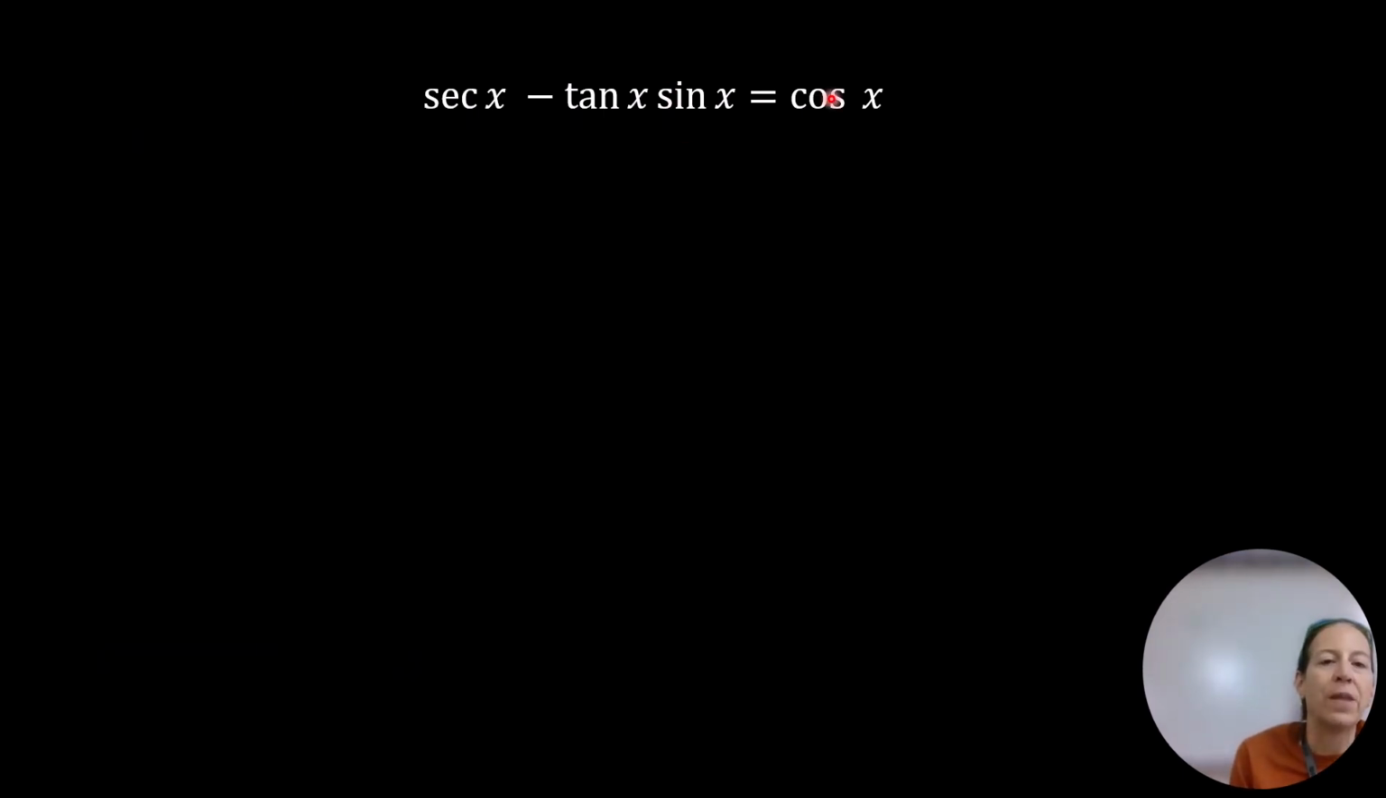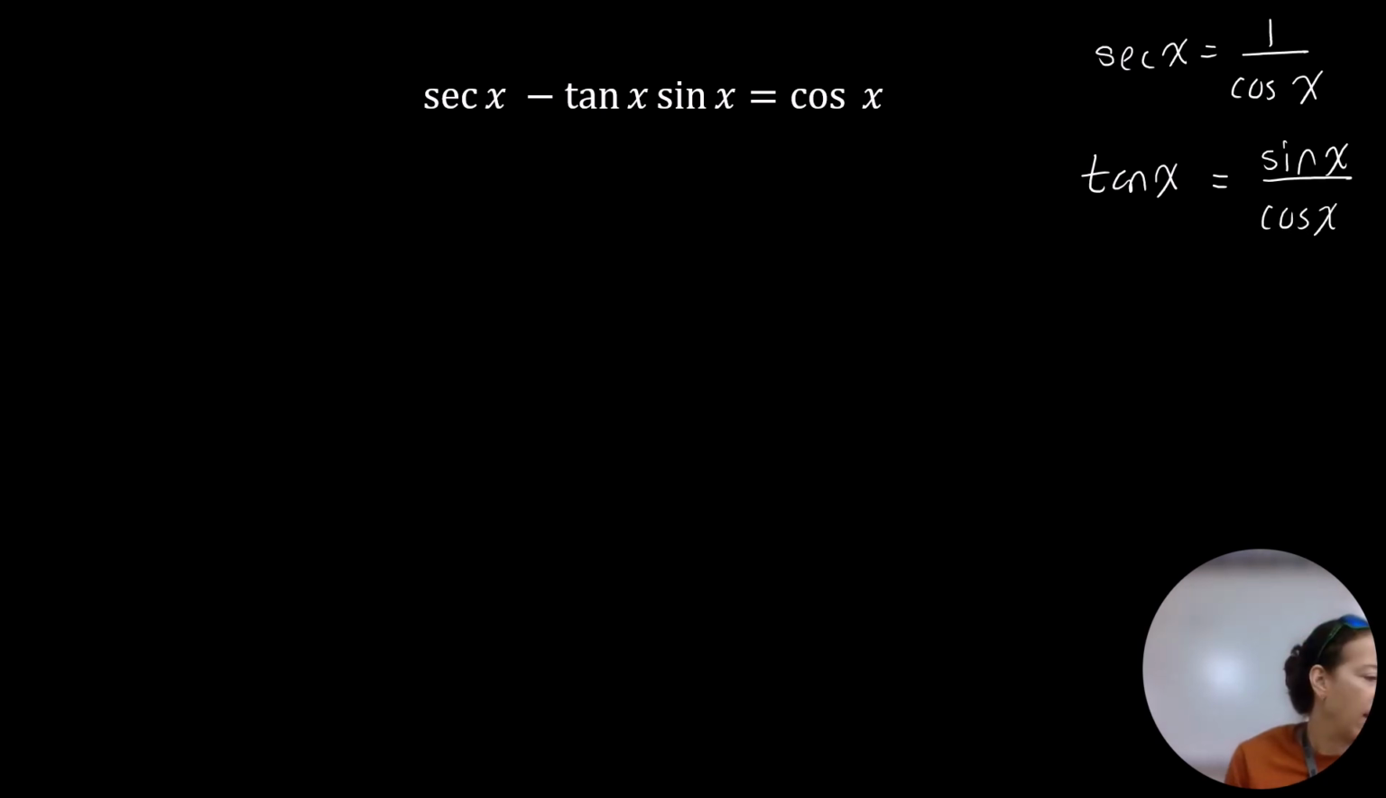Now, for this last one, you have secant minus tangent times sine is equal to cosine. For this one, here is what you need to know. You need to know that secant x is 1 over cosine. And you need to know that tangent x is sine over cosine. And then you need this one right here, that sine squared x plus cosine squared x is equal to 1. And so you're going to end up with a 1. Now here are all my hints.